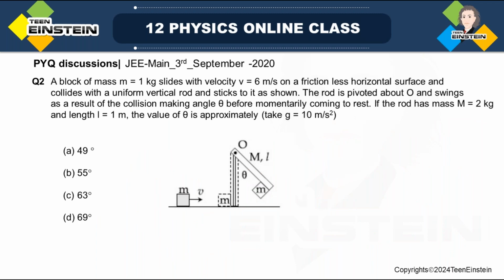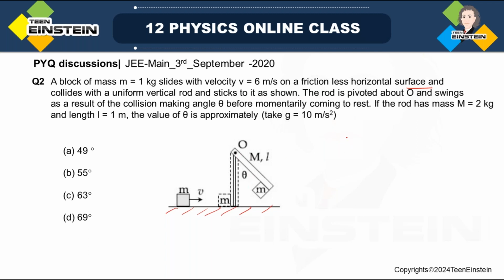The next problem is this one. This problem says a block of mass 1 kg slides with a velocity v equal to 6 meters per second on a frictionless horizontal surface. So this is a frictionless horizontal surface. There is a block of mass small m which is moving with speed v, and it collides with a uniform vertical rod and sticks to it.